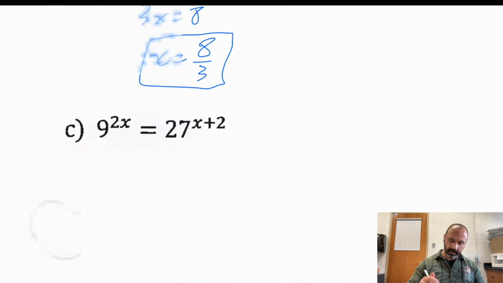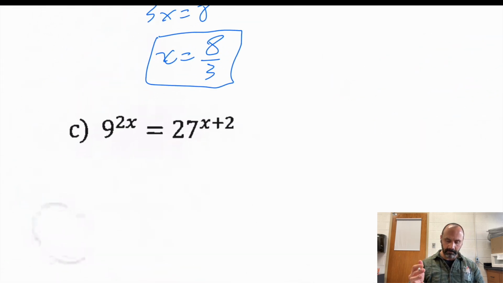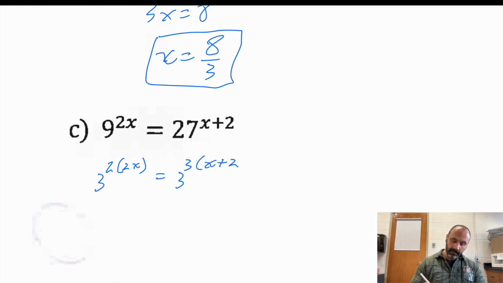C. Same kind of thing here, right? Except that with 9 and 27, I don't have a way of getting a common base of 9 from 27. However, I can get the common base of 3 from both of these, right? So this is 3 squared times 2x, equals 27, which is 3 cubed times x plus 2. So 4x equals 3x plus 6. So x equals 6.